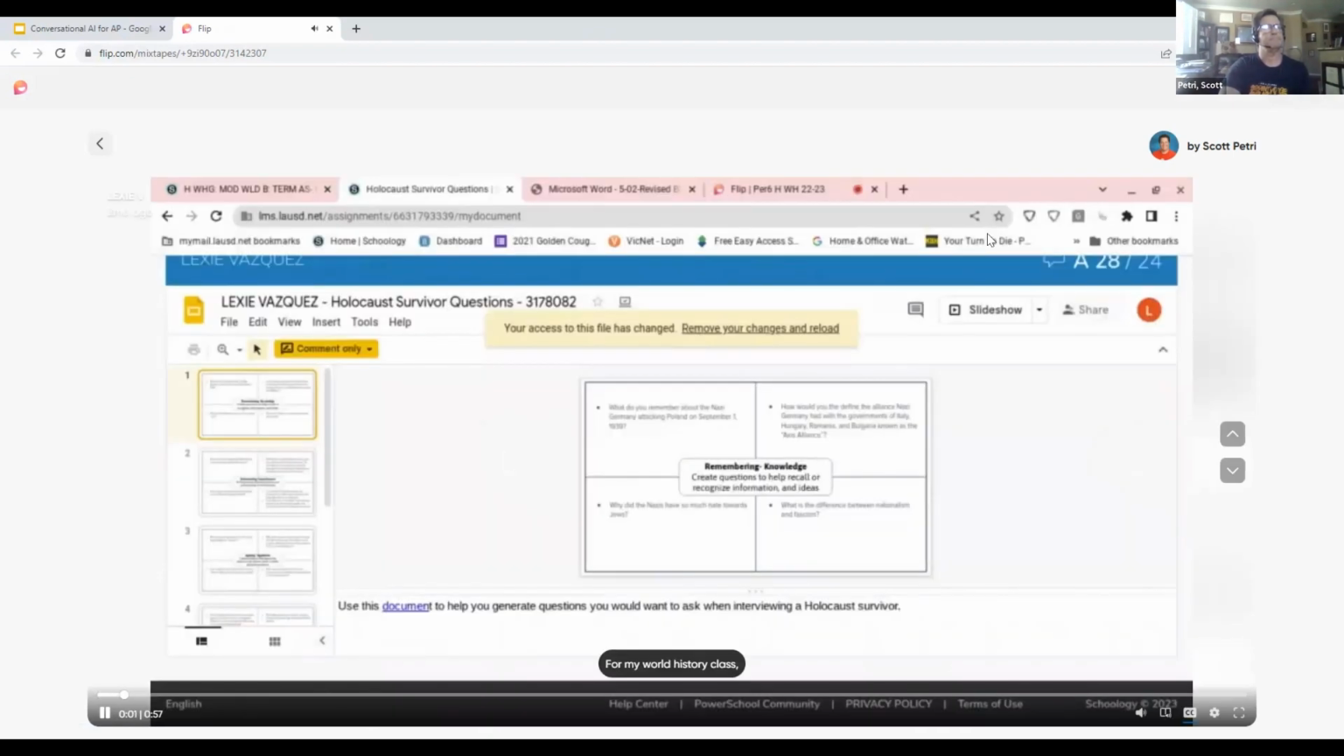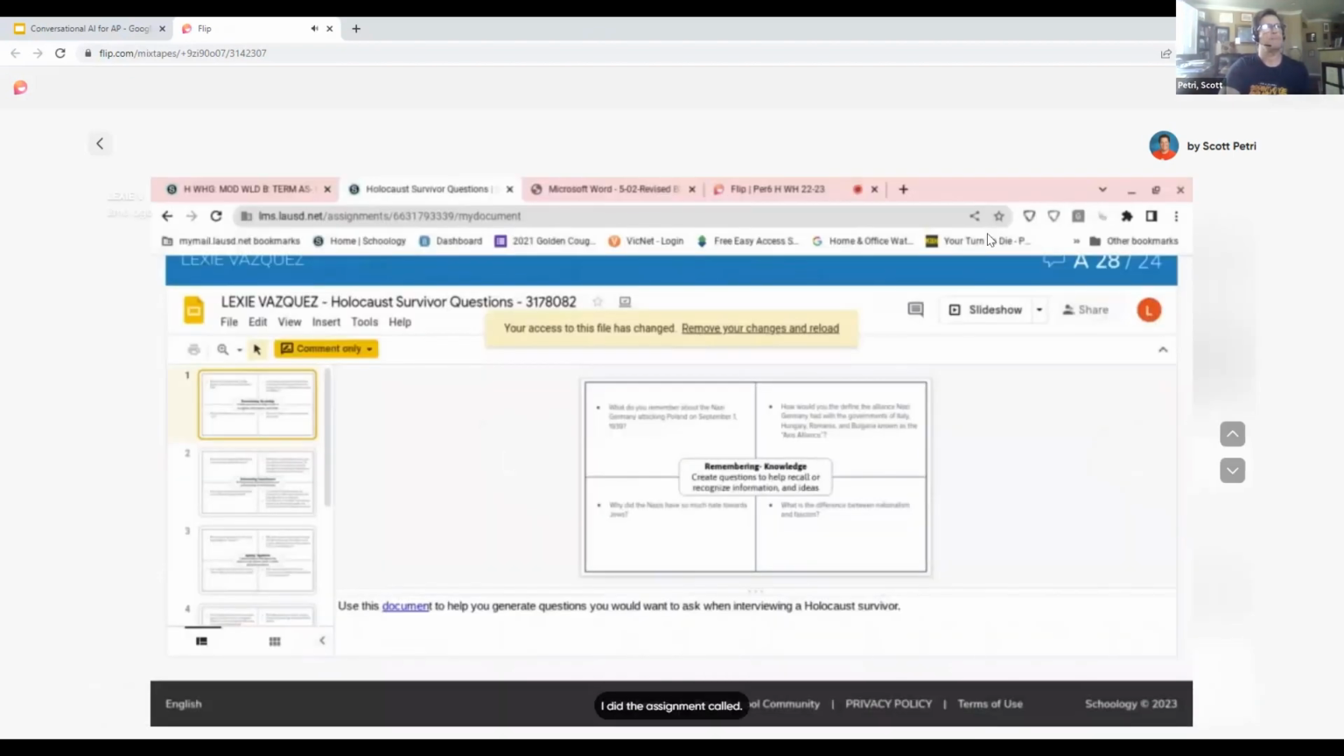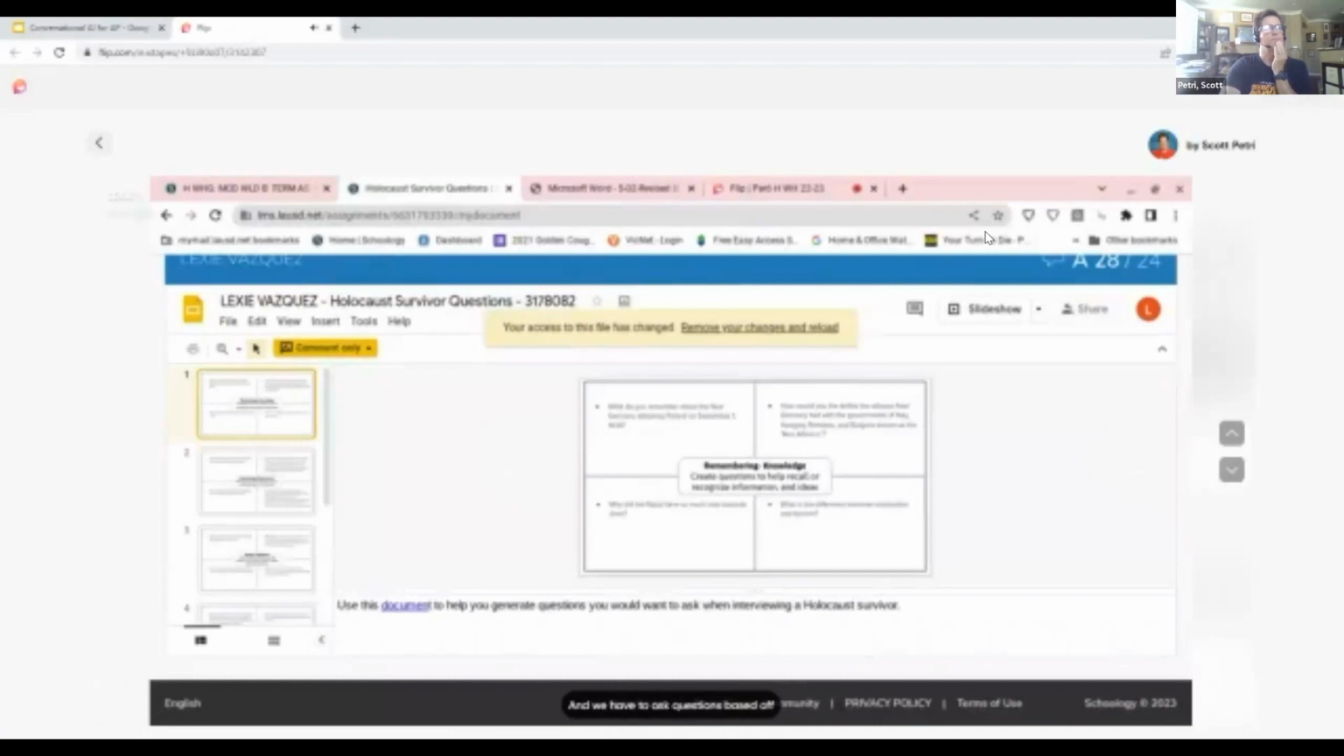For my world history class, I did the assignment called Holocaust Survivor Questions, where we had to create 24 questions and use the Bloom's taxonomy question starters. There are 6 slides, and on each slide there's a different stage that we have to base our questions off. For example, on the first slide, the first stage is remembering, and we have to ask questions based off what we remembered and understood. And it took me hours to think of questions, but I think it helped me understand the Holocaust better.